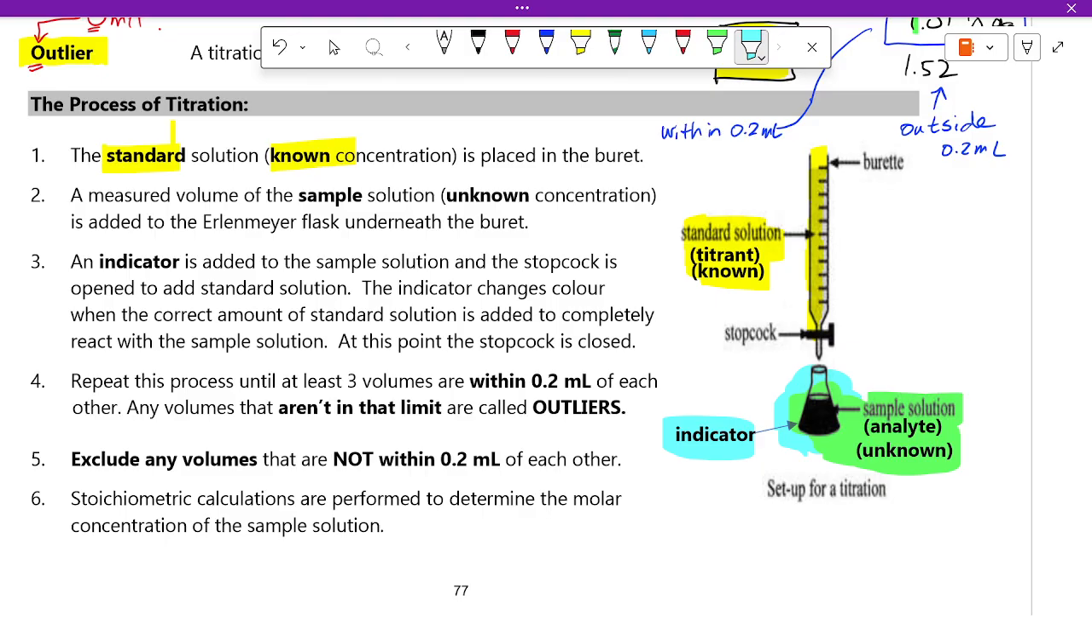The indicator will change color when the correct amount of standard solution is added to completely react. At this point, you close the stopcock and then you repeat this process until you have at least 3 volumes within 0.2 milliliters. Any volumes that are not within that limit are called the outliers. And what do you do with an outlier? Omit from your calculations.